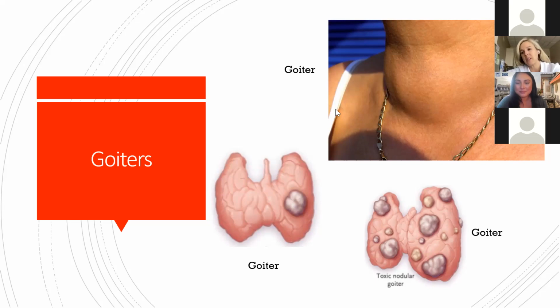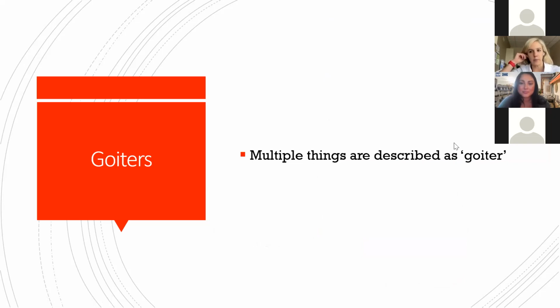And then here's some images at the bottom denoting that a goiter can just be a gland that's asymmetrically enlarged if you have one nodule, or there's multinodular goiter. It says toxic at the bottom here, but you can also just have a person that has normal thyroid function and just has a bunch of nodules making the whole gland look enlarged. Next slide, please. So I know I mentioned that already. So multiple things are described as goiter. We see a lot of people referred for goiter, and it could mean they have one thyroid nodule or the whole gland is enlarged in size. Next slide.